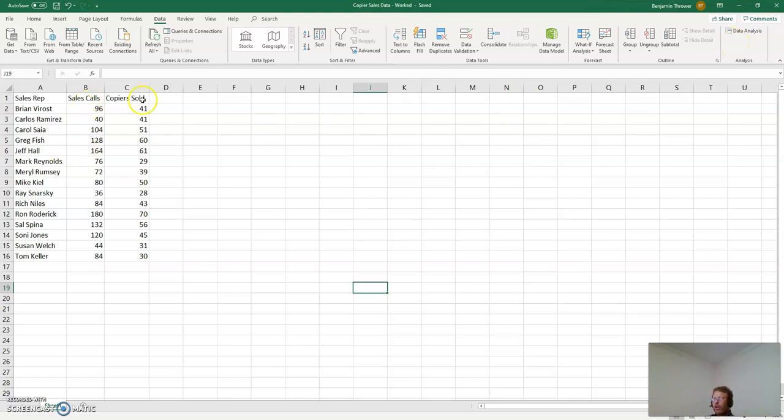All right, so we have sales calls and copiers sold, and then we have the name of the sales rep. But these are the two we want to explore the relationship between. So sales calls, copiers sold. Which is the dependent? Which is the independent? Are sales calls dependent on the number of copiers sold, i.e., you sell a certain number of copiers, and that determines how many sales calls you make? I don't think so. It's probably the other way around, isn't it? The number of sales calls you make is going to determine how many copiers you sell, isn't it?